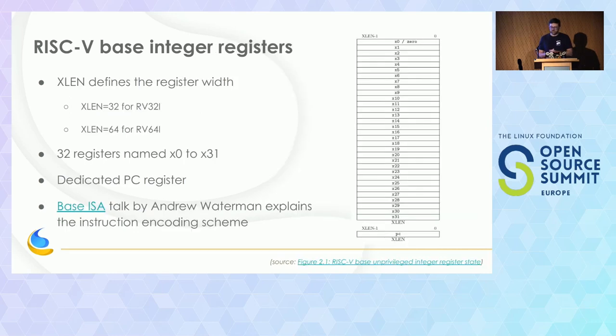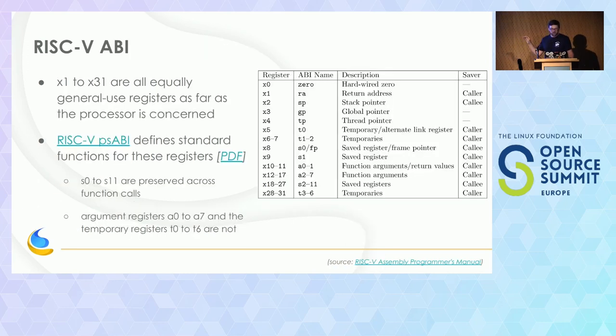So there's the base integer registers, and the XLEN defines the register width, so we either have the XLEN of 32 in RV32, or we have the XLEN being 64 in RV64. And we have 32 registers and a program counter. There's a great talk by one of the people at Berkeley that created it about the base ISA that goes more into the instruction coding scheme. And we don't normally refer to the registers as X1 through X31. We usually refer to them by their name that's defined in the ABI. So you'll normally see the more symbolic register names there.